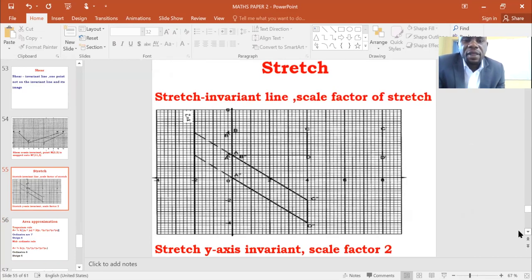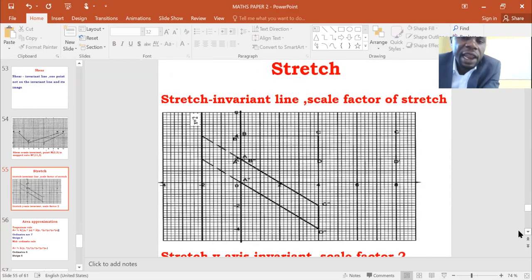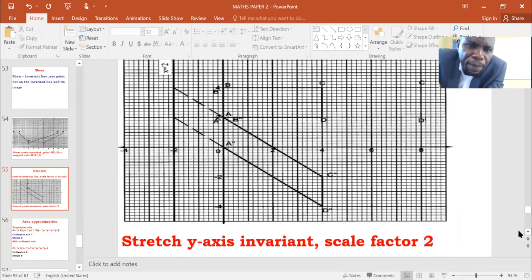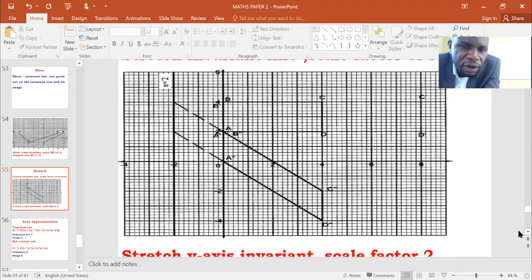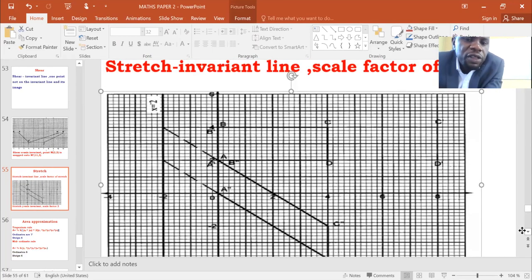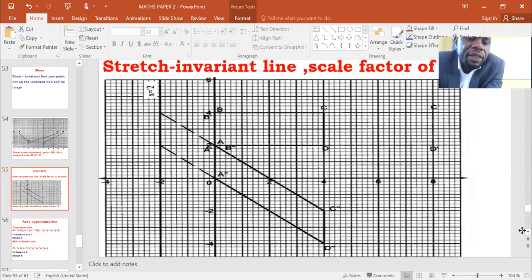If it is a stretch, you have to give the invariant line again, and you give the scale factor of the stretch. The best way to identify the invariant line on a stretch is that there's a particular axis where the object and the image intersect. Like you can see here, A prime and B prime intersect along the y-axis. So in that case, I will have identified the invariant line.